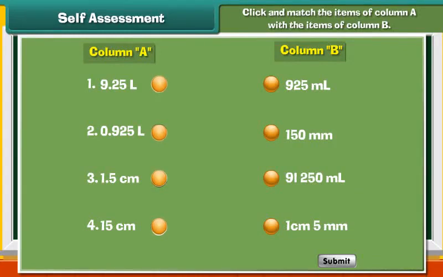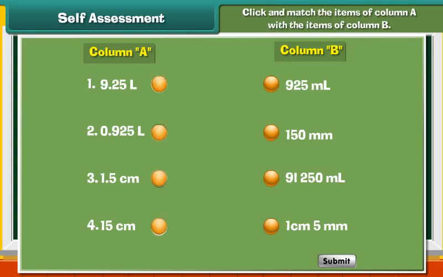Self-assessment. Click and match the items of column A with the items of column B. Comparison of decimal numbers. To understand decimals better, we now compare decimal numbers with the help of expanded form, ascending and descending order. Let us look at some examples.